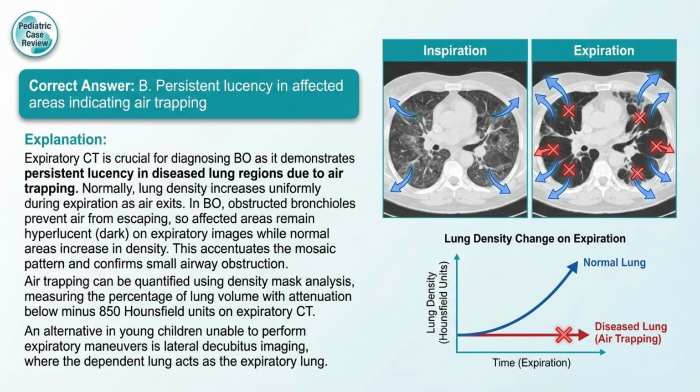The graph and images explain that during expiration, normal lung tissue increases in density as air exits. However, obstructed bronchioles prevent air from escaping, so the affected areas remain abnormally dark or hyperlucent. This accentuates the mosaic pattern and definitively confirms the presence of small airway obstruction.